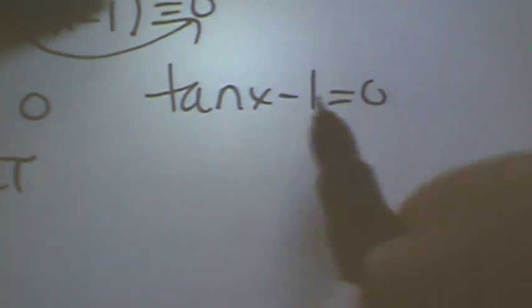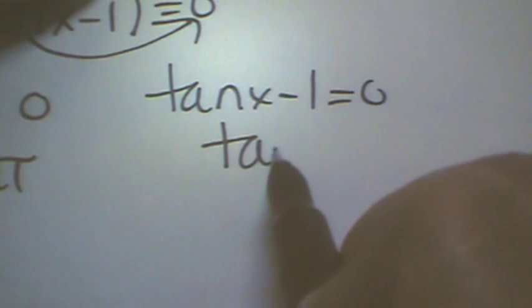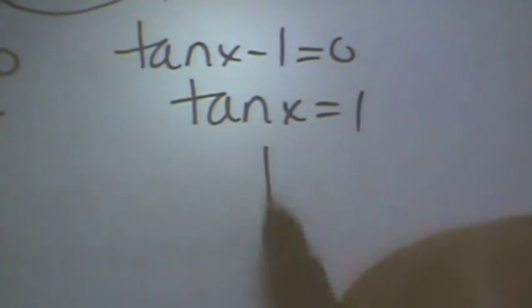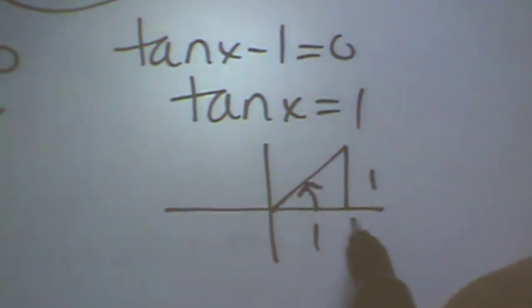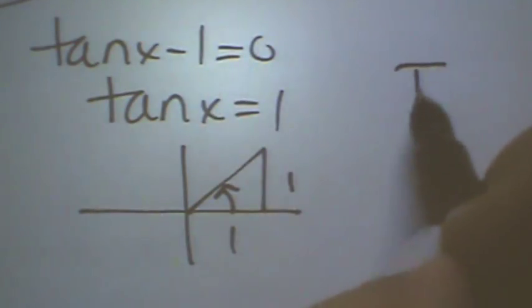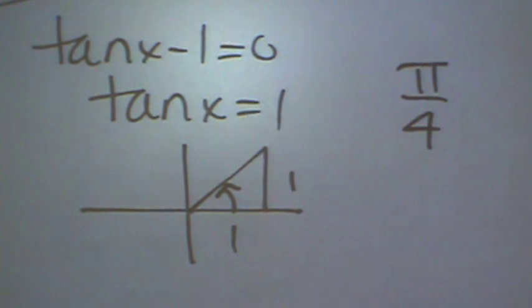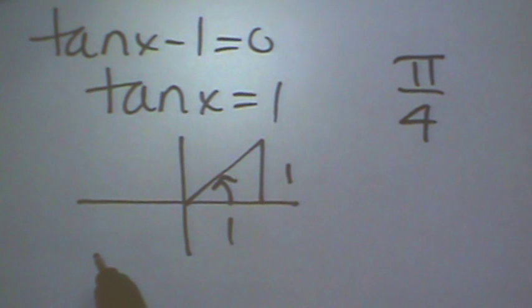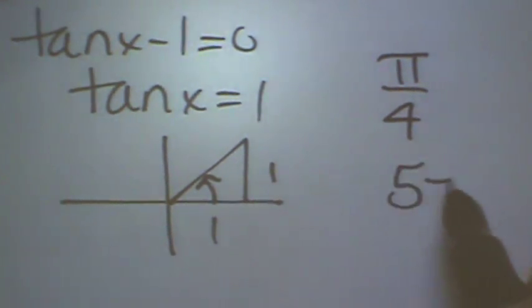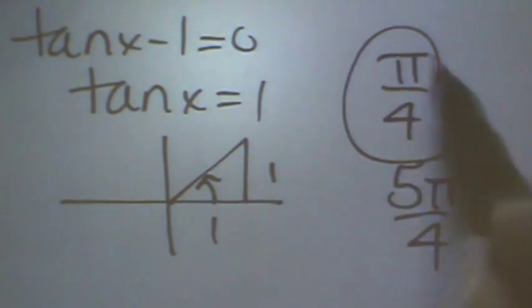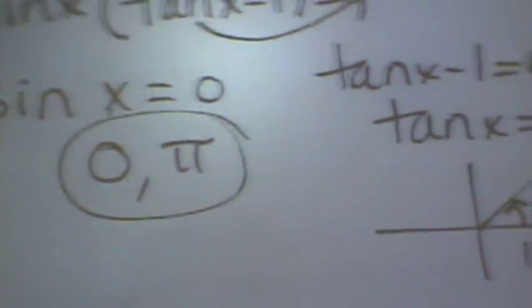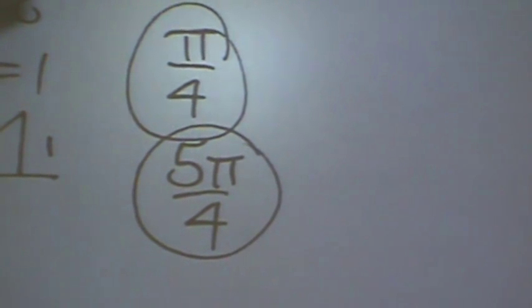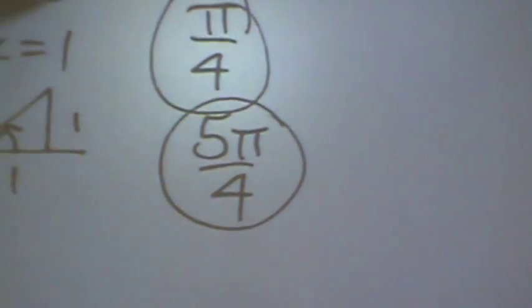Now how about this one? What are you going to do? Swing 1 over. And I want to know, what answers are these? This one is pi over 4, and there's another one that you have to list. 3 pi over 4? Oh, no, 5 pi over 4. Look at your circle. You're right, you want to be in quadrant 1 and 3. I wasn't thinking. So there's 4 answers: 0, pi, pi over 4, 5 pi over 4.